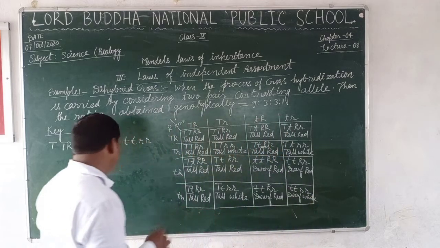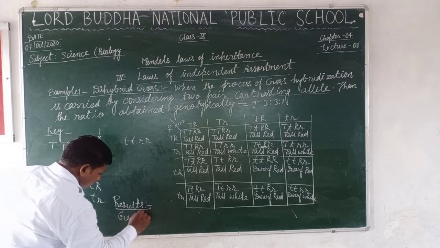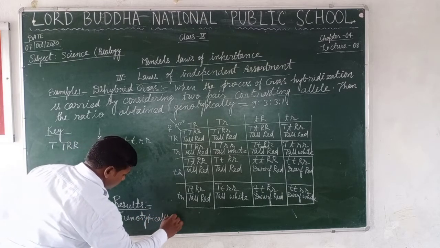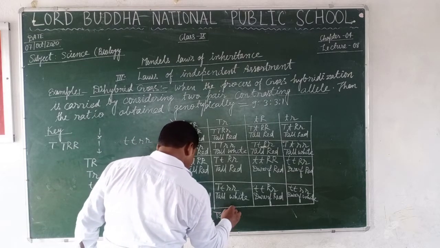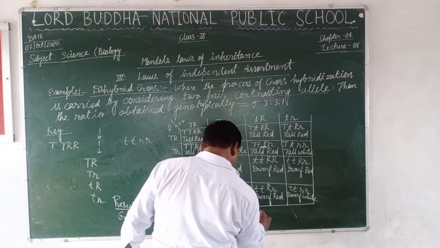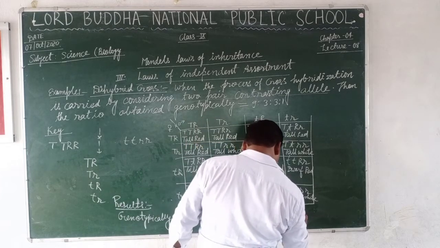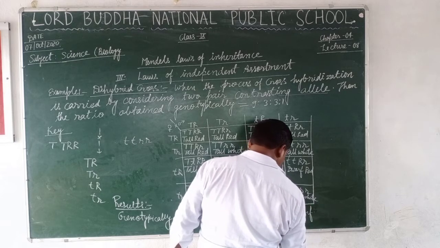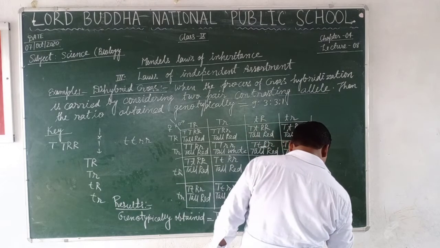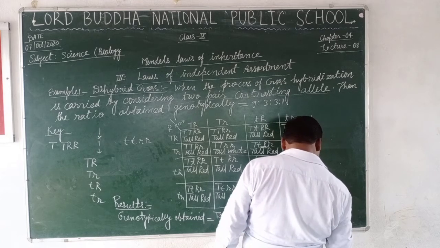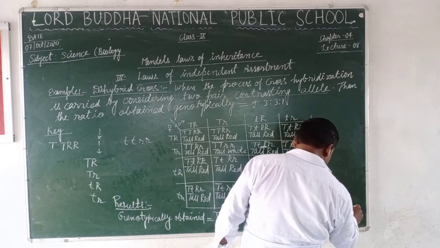Yes, students. Now the results genotypically obtained: tall red ratio, tall white ratio, dwarf red ratio, dwarf white.